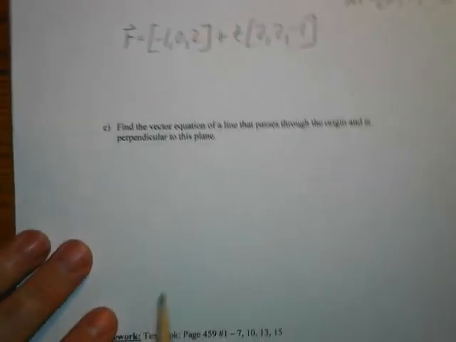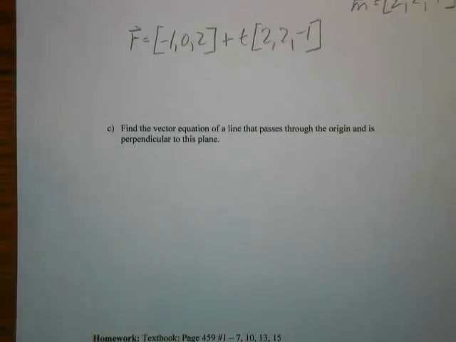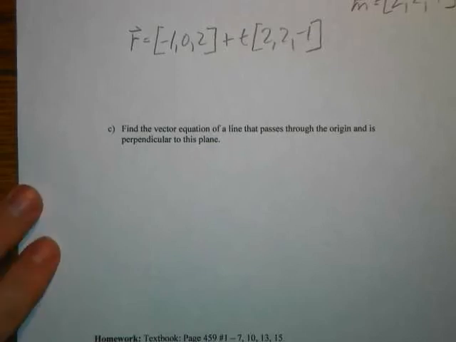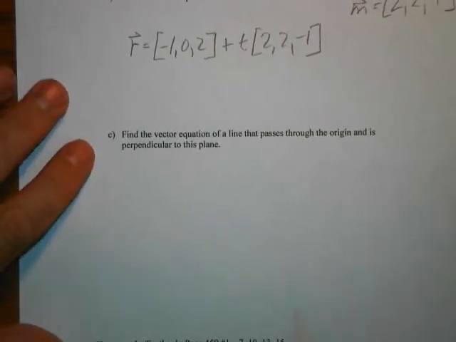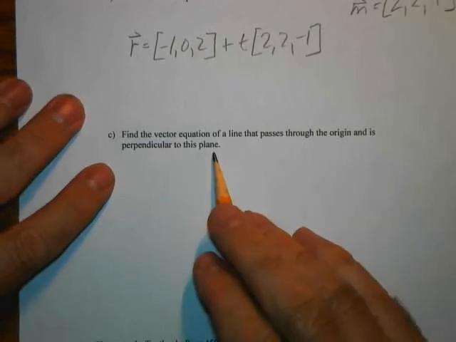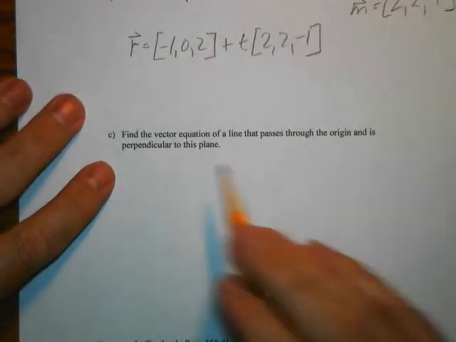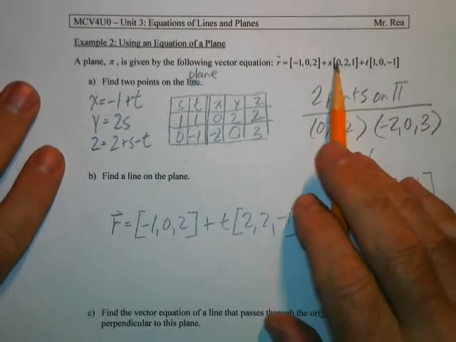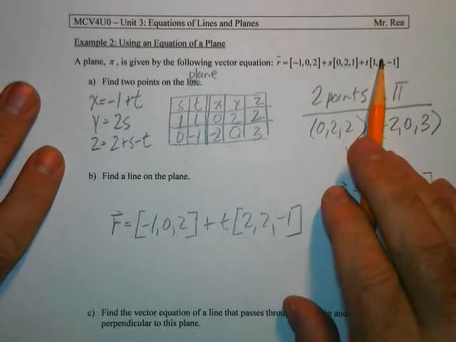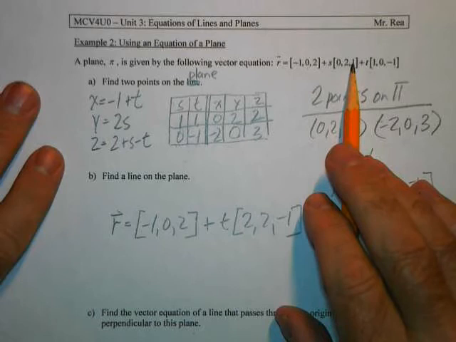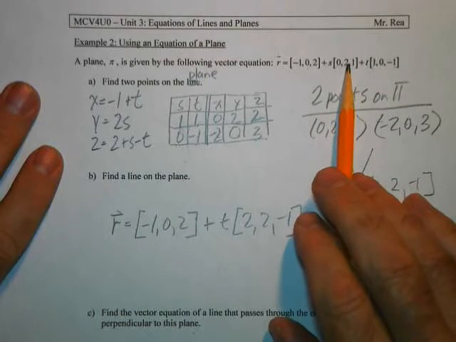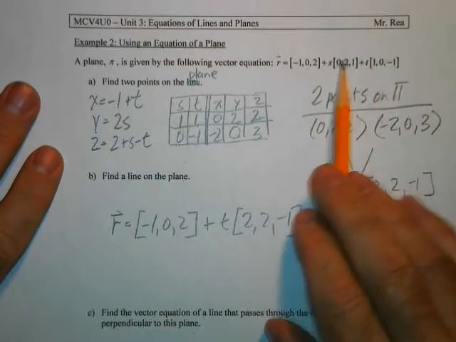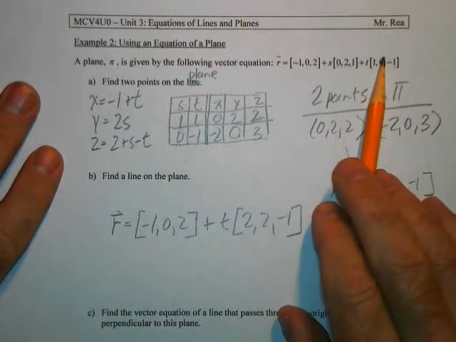Okay, last question here. Find the vector equation of a line that passes through the origin and is perpendicular to this plane. So, if I go back to the original equation of the plane, I've got my 2 direction vectors that define it. Now, if I want a normal to this plane, basically a direction vector that's perpendicular to both of these, that's basically what I'm looking for. I'm going to do the cross product of those 2.